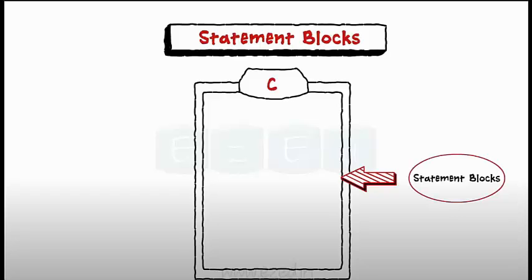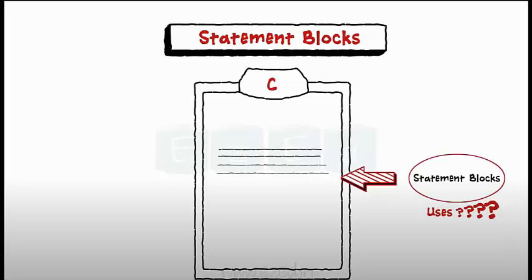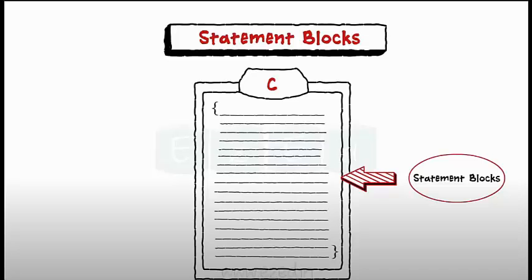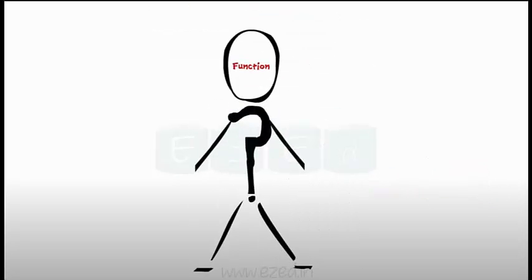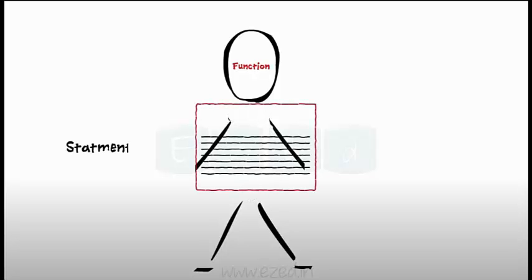The statement blocks are useful in two ways. Firstly, multiple statements can be placed in the program where otherwise only a single statement is allowed. Secondly, they allow the programmer to introduce a new scope in the program. Every function has a function body which consists of a set of one or more statements termed as a statement block. Thus every function body, including main, is confined within a set of curly braces.